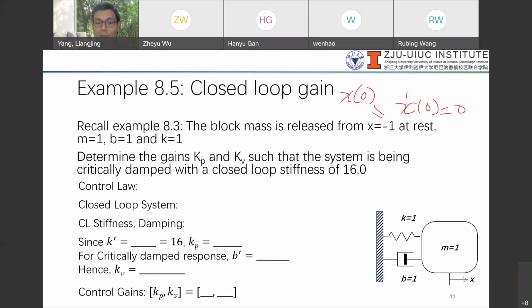And so what is now the closed loop stiffness and damping? We know that we want to have a closed loop stiffness of 16, and a few pieces of information that we need to take note of. So one is critically damped. So we're talking about closed loop stiffness of 16 and critically damped, all right. So closed loop stiffness equal to 16.